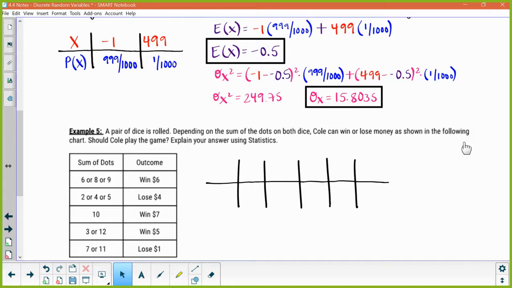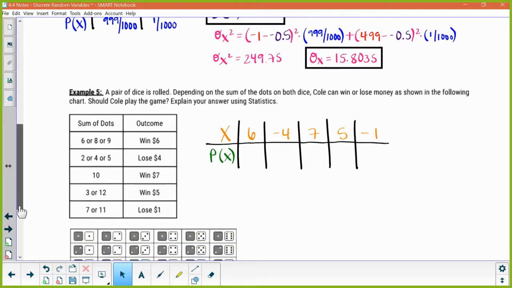Explain your answer using statistics. Well, for this one, we don't necessarily know how much Cole paid, but they did tell us what the outcomes were, so we're just going to follow what they've said. He can win 6, lose 4, win 7, win 5, or lose 1.